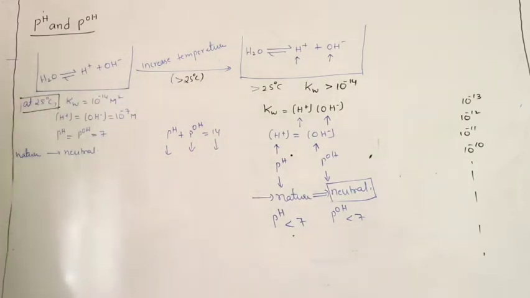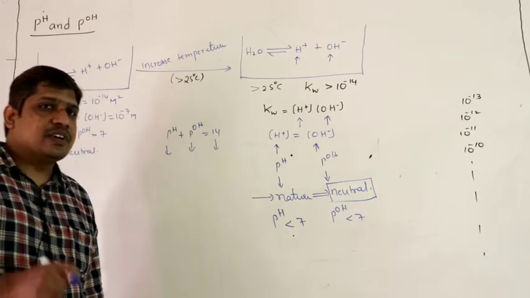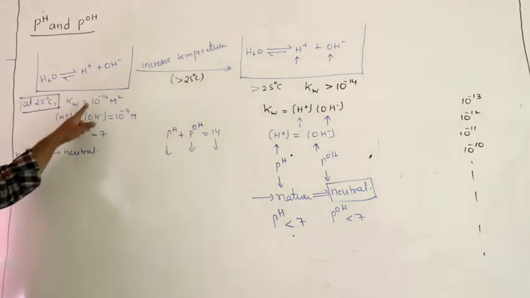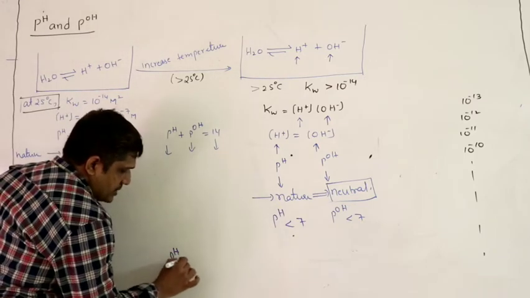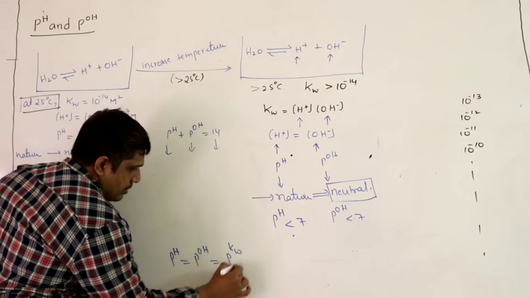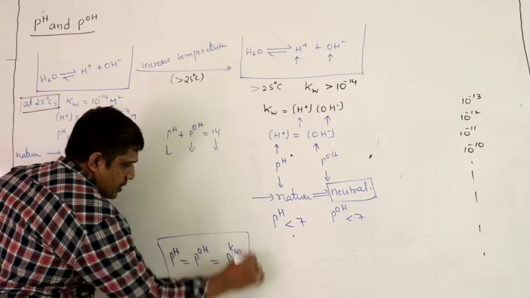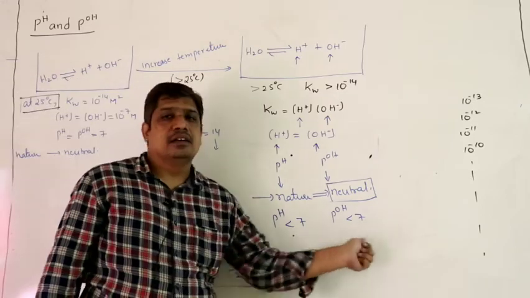So, what is the pH of boiling water? The answer is less than 7. If you want to find the exact value, remember to find Kw. Once Kw is given, pH equal to pOH equal to pKw by 2. Use this equation, you will get pH and pOH. But remember, they must be less than 7.